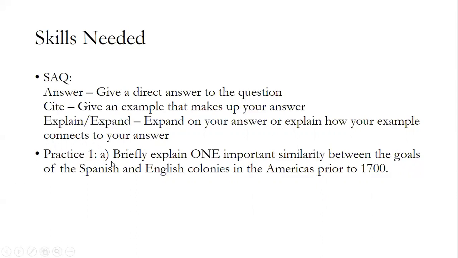So practice one: briefly explain one important similarity between the goals of the Spanish and English colonies in the Americas prior to the 1700s. So if I were you again, I'd pause it and try to answer this so you can get feedback. The biggest thing that you need is to make sure you have three sentences. The reason I focus on you doing an ACE is to make sure you provide enough information, because a lot of times students don't.